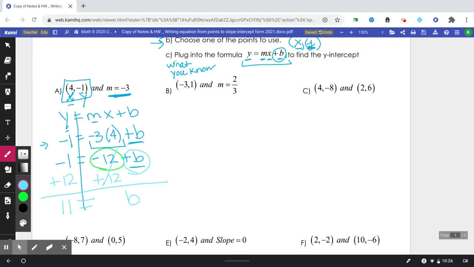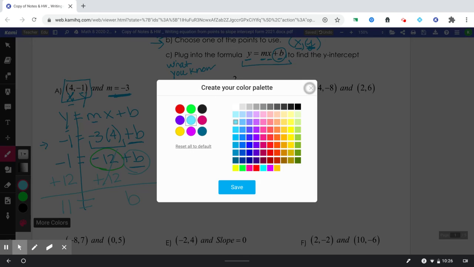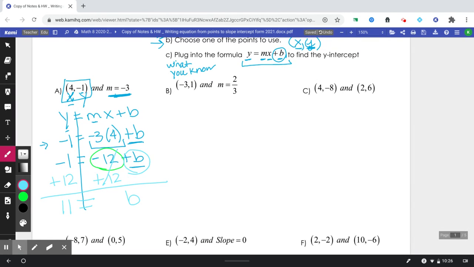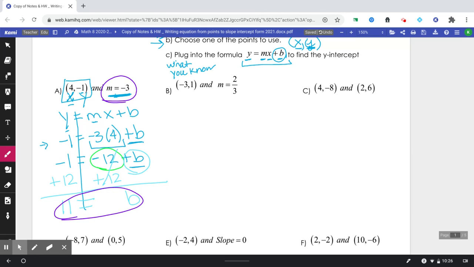So now I have all the pieces that I need. I have my m, I have my b. So to write your equation, think y equals mx plus b. y equals, our m is negative 3, x plus our b is 11. And that would be your final answer. Okay, let's take a look at another one.